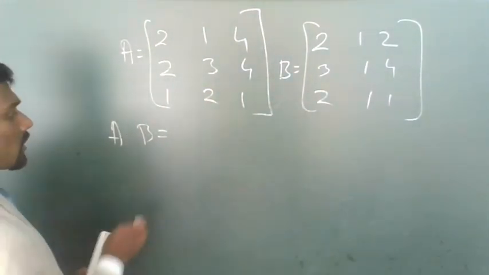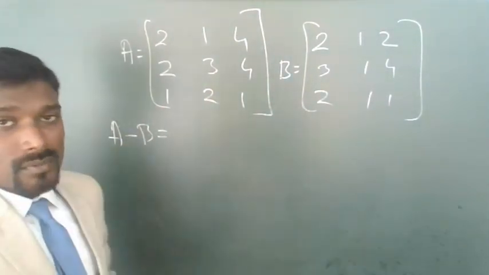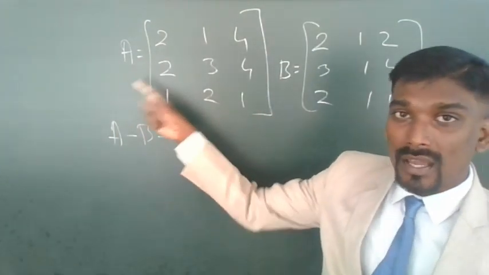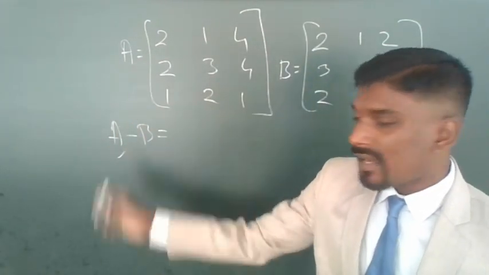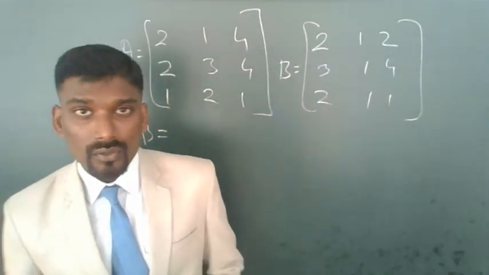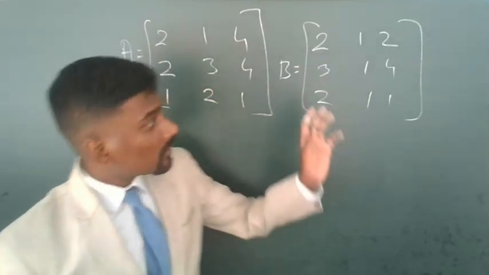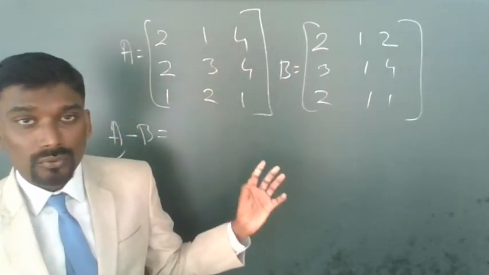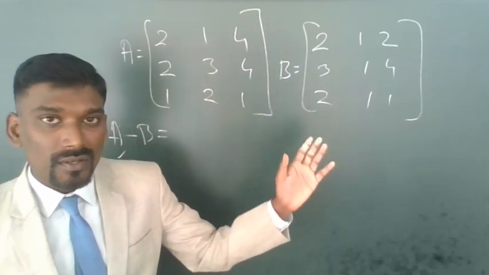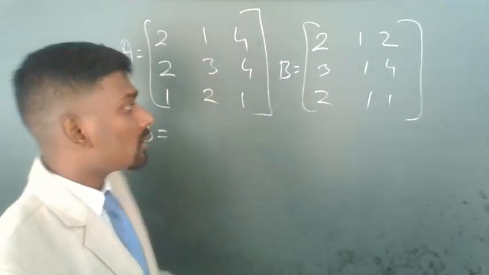Now those who are interested to find out what will be the answer of the A minus B matrix, you can try to find the value of A minus B matrix. You'll get the answer. Just find out. First your basics should be strong, addition, subtraction. After that only you can find how to make the determinant value 2 cross 2, then 3 cross 3, then multiplication, addition in this way.